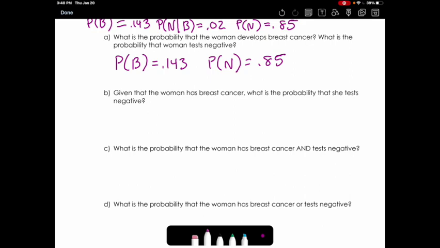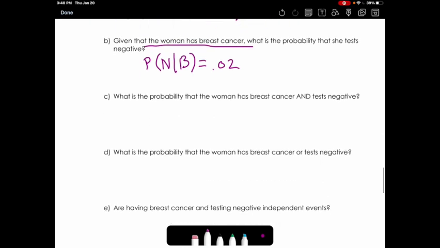Part B says, given that a woman has breast cancer, what is the probability that she tests negative? So this is the conditional probability. We're taking it out of the subgroup of the women that actually do have breast cancer. We're making that assumption. So we want to find the probability of the women that do have breast cancer that she tests negative. And we said that that happened 2% of the time, and as a decimal, we would write it as 0.02.